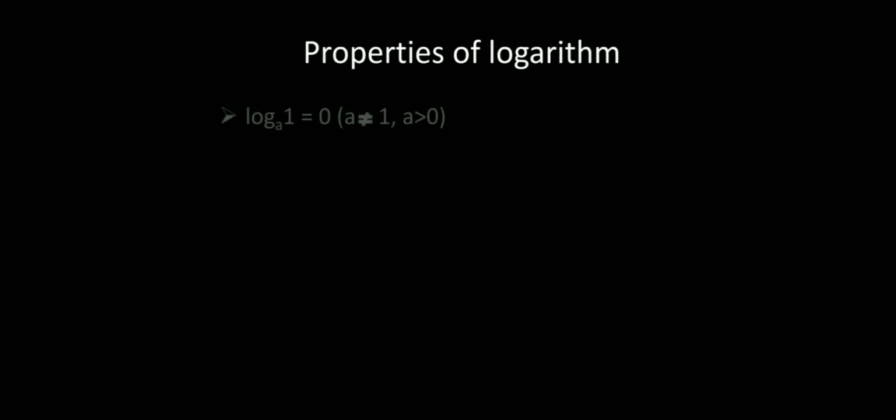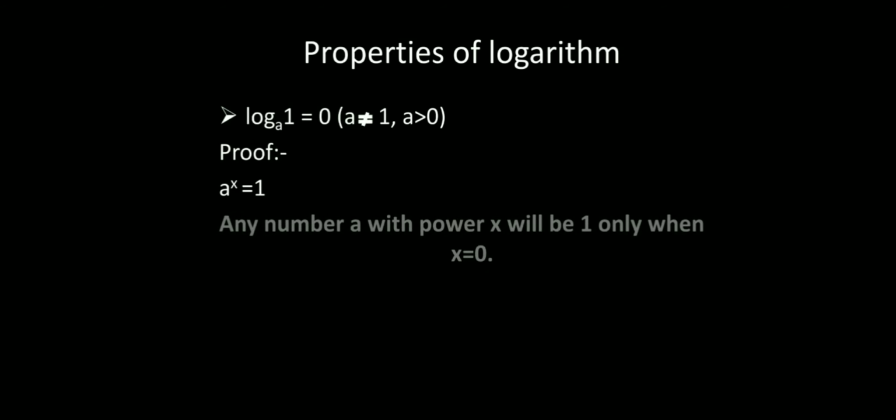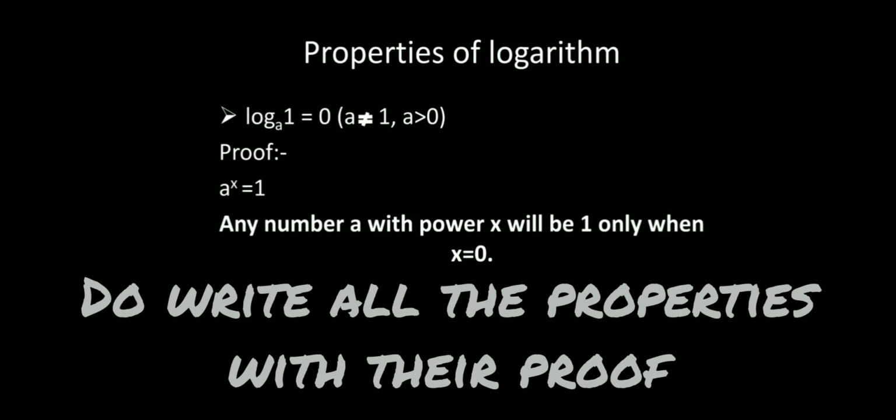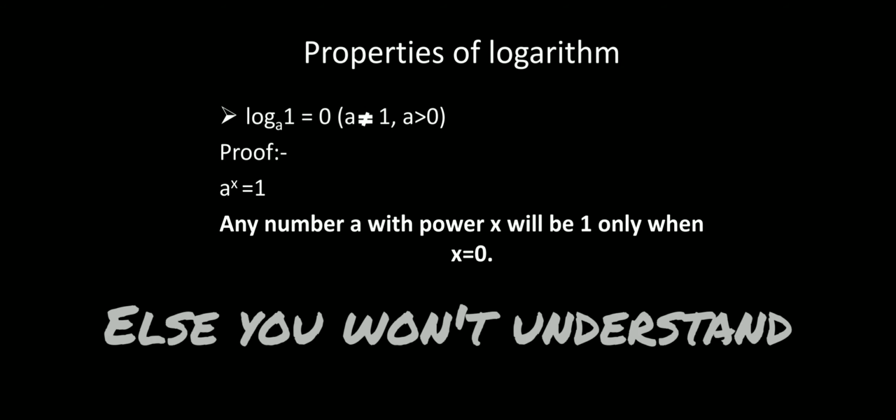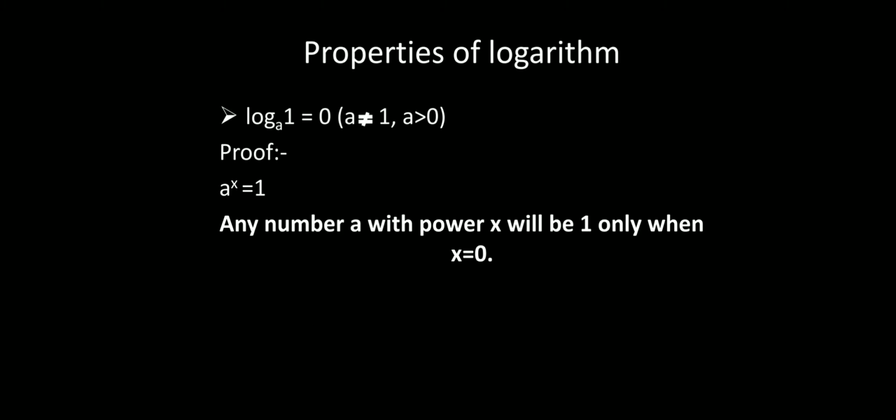Okay, so the properties of logarithm, we are going to see the properties of logarithm. Log 1 to the base a is equal to 0 when a is not 0 and a is greater than 1. Why? Because you know well, if a power x is 1, so for any a the x should be equal to 0, because something power 0 will give you 1.